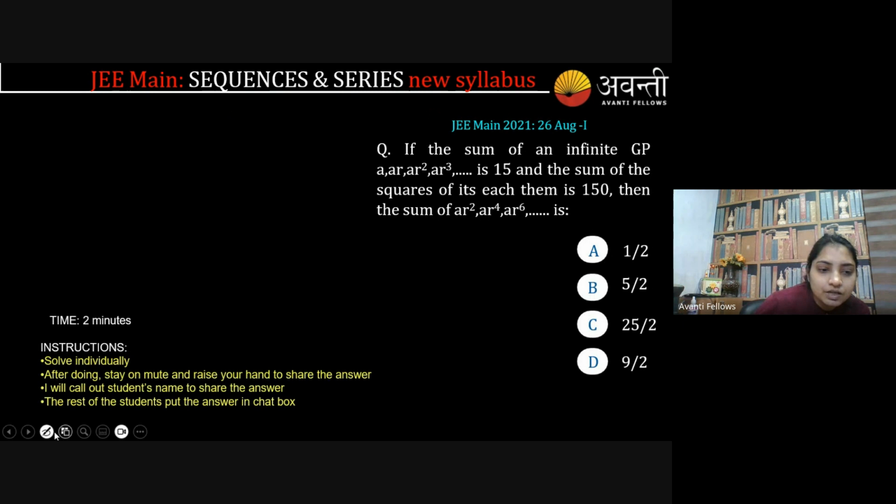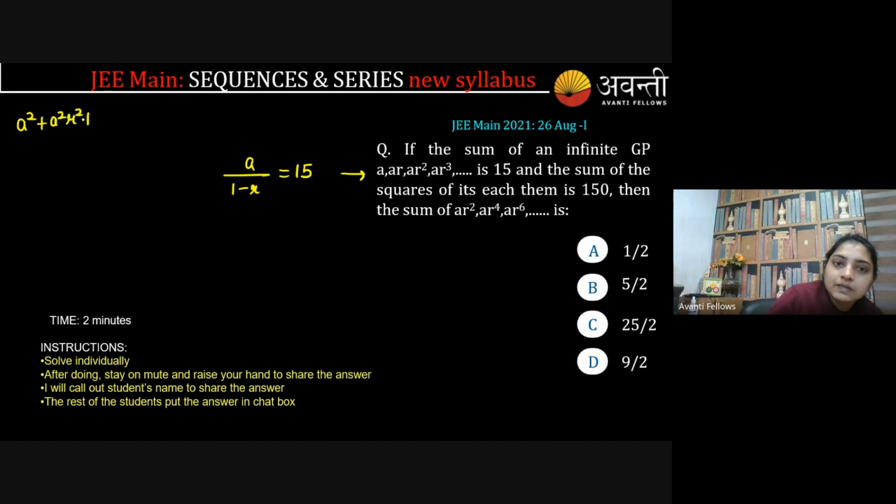This was the question asked in 2021. The sum of an infinite GP is 15. It means A upon 1 minus R is equal to 15. The sum of the squares of each term: if you square each term, it means A square plus A square R square plus A square R to the 4 and so on. Their sum is 150. It means A square upon 1 minus R square must be equal to 150, right?